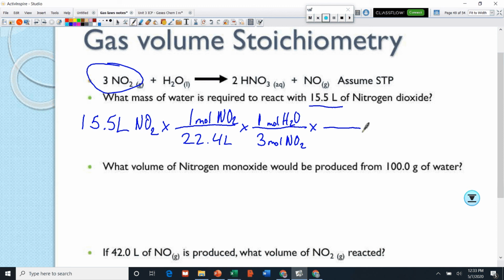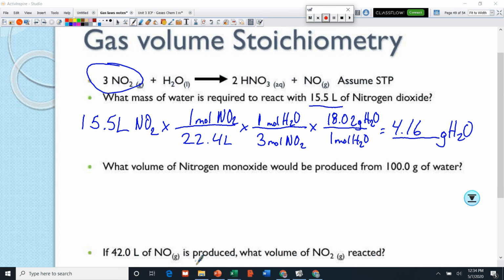And then I want to know what mass. So for every 1 mole of H2O, I have 18.02 grams H2O. And then that's going to give me my mass of H2O. All right, so pause the video, solve it, and then check your answer. So I got 4.16 grams.